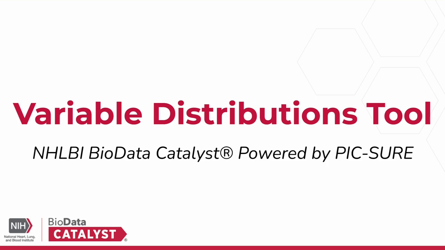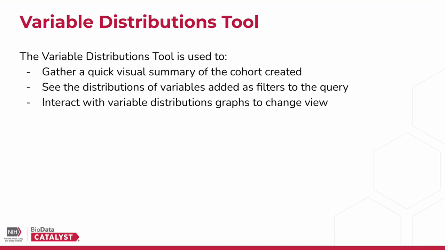In this video, we will cover how to interpret information from the Variable Distributions tool in NHLBI BioData Catalyst powered by PIC-SURE. The Variable Distributions tool is used to display the distribution of data for each variable added to the query. In other words, it allows us to gather a quick visual summary of the cohort that we have created with the added filters. Additionally, the tool allows us to interact with the graphs to zoom in and change the views of the graphs.